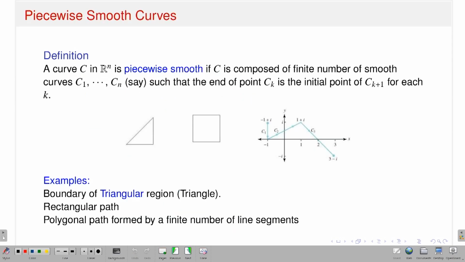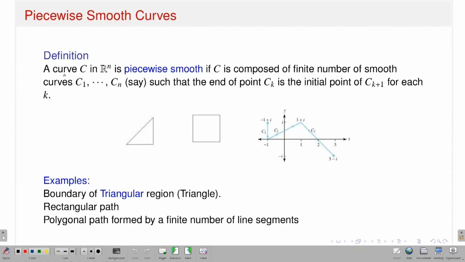There is a concept called a piecewise smooth curve. From the term you can see, a piecewise smooth curve is not fully smooth, but you can break it into pieces and each piece is smooth. The definition I have given: a curve C in Rn is piecewise smooth if C is composed of a finite number of smooth curves C1, C2, up to Cn. You just compose them, it becomes one curve, and I will say that curve is piecewise smooth.